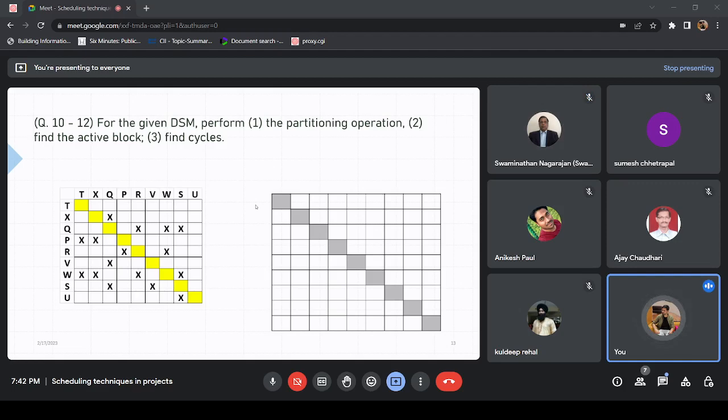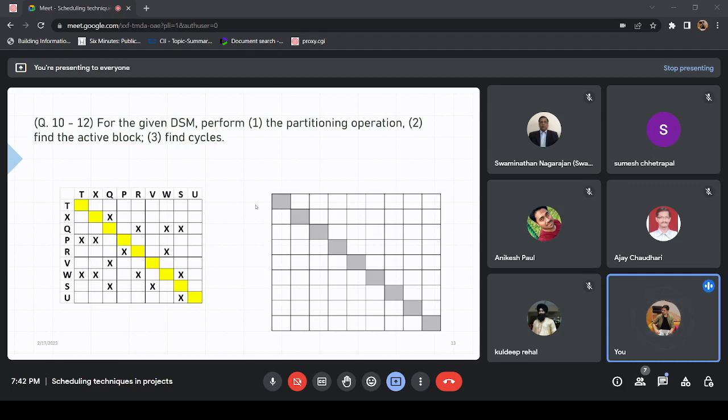Now coming to this question. For the given DSM, perform the partitioning operation, find the active block, and find the cycles. So just by looking at this DSM, can you guys tell me what the cycles are here? You will have to stress, but you can find out, right?